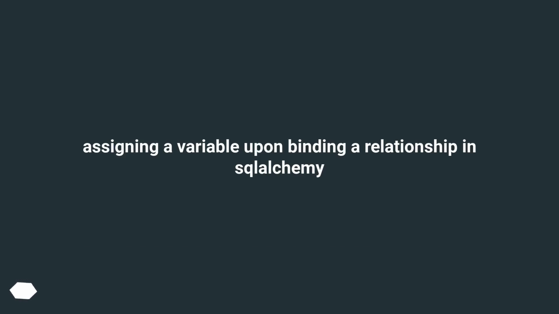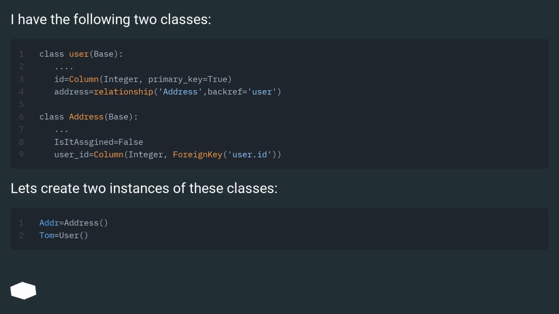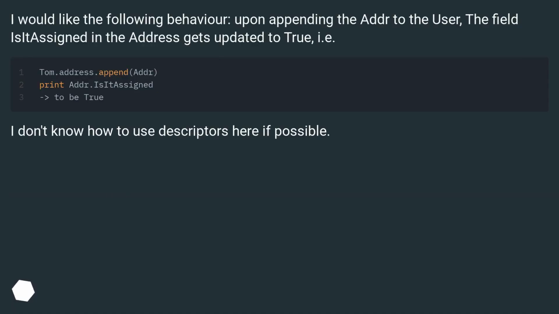Assigning a variable upon binding a relationship in SQLAlchemy. I have the following two classes. Let's create two instances of these classes. I would like the following behavior.